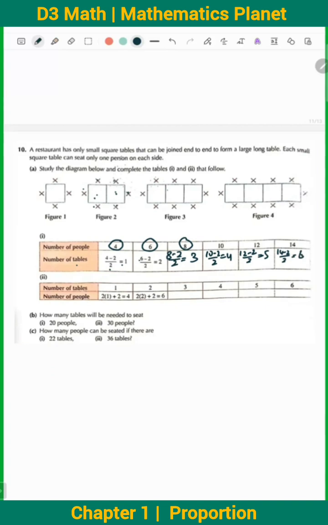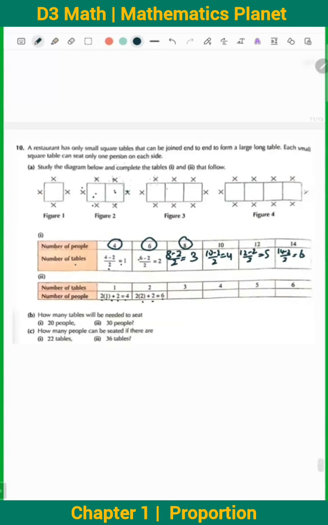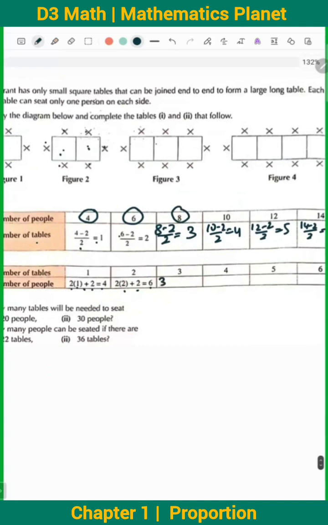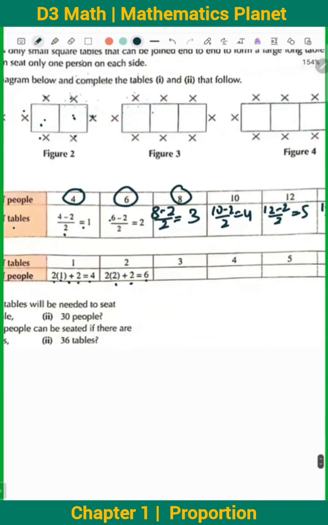Okay, now number of tables 1. So number of people will be 2 into 1 plus 2, 4. 2 into 2 plus 2, 6. Now what will happen here? 3 into 2. How are you going to form the formula? You can see 2 into 1 plus 2. This 2 is constant. It's going to be 2 into 3 plus 2.